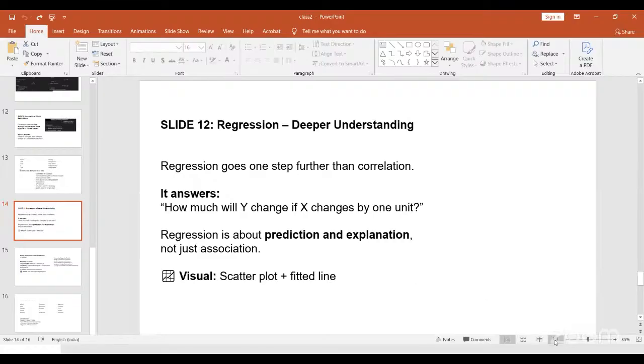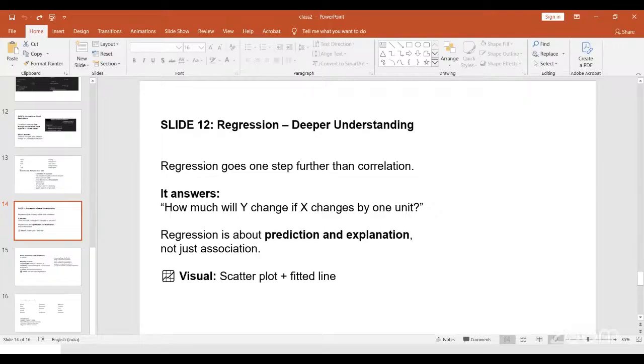Yes, it is visible. Okay. So now we'll be dealing with regression. So for the understanding, regression goes one step further than correlation. I have already taught the part of correlation in previous classes. Hope you have seen the recording. So this goes one step further.